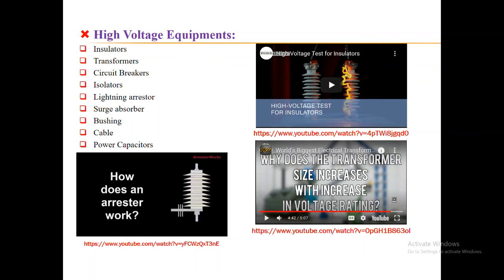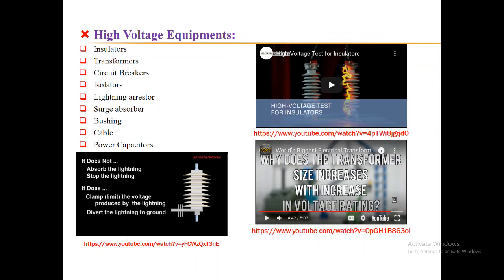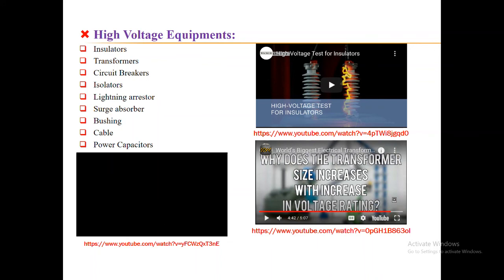So how does an arrestor work? Things it does not do: it does not absorb the lightning and it does not stop the lightning. It does, however, clamp or limit the voltage produced by the lightning, and it does divert the lightning current to ground. It should be noted that the arrestor will only protect equipment that is electrically in parallel with it.